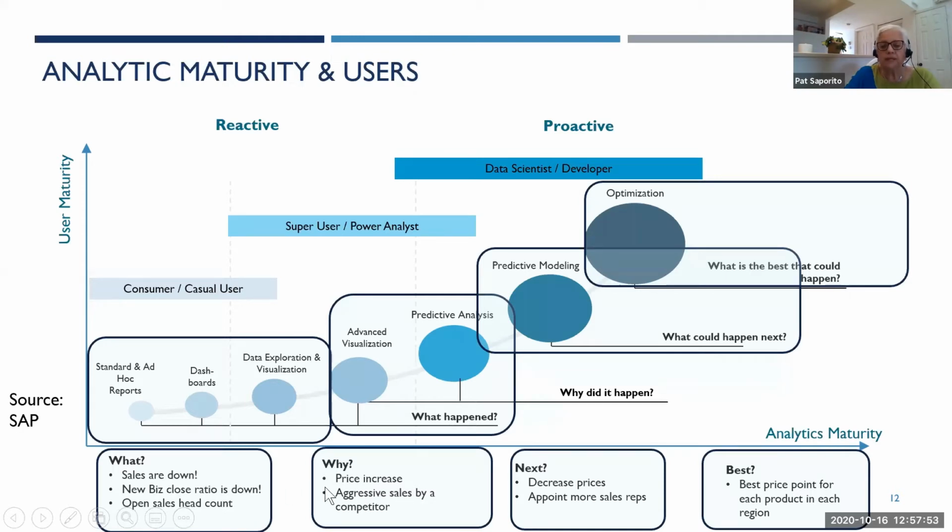What else is happening? We had a recent price increase, and we've had aggressive sales by a competitor, in fact, who is probably recruiting some of our salespeople, which is why we've got an open sales headcount. And what could happen next? Well, we could decrease prices. That's one observation to counteract this. We could appoint more sales reps. We can do other things.